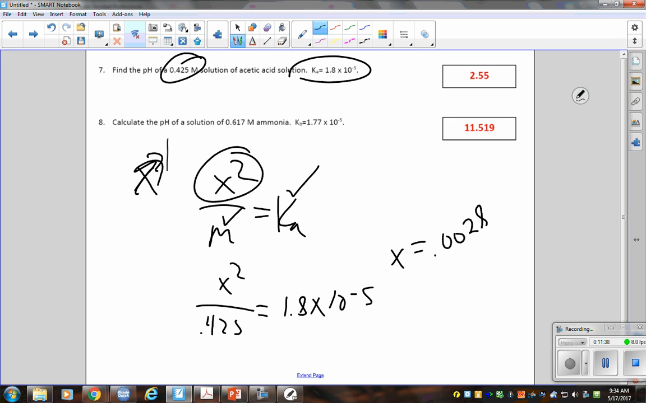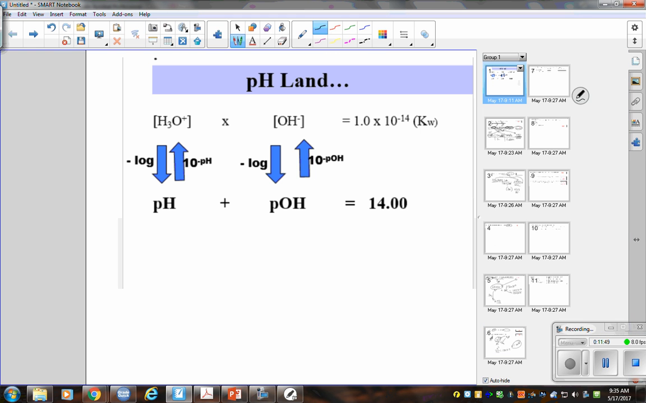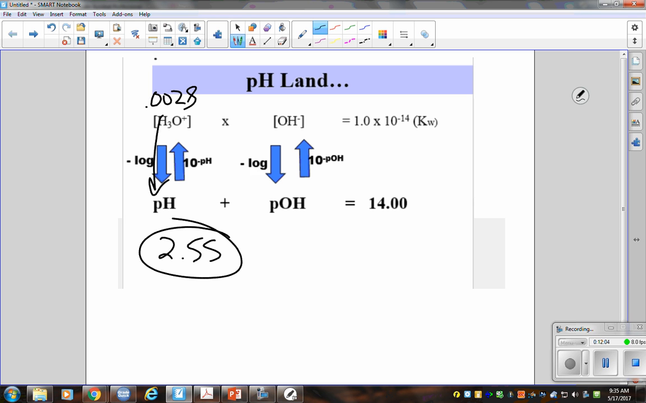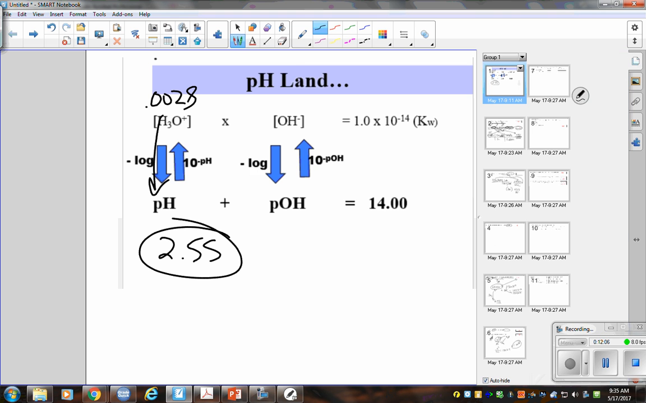Remember, that is when it's Ka, that's H3O plus. So I'm going to take that 0.0028, I come over here, I'm going to gangster it up, I go, that means this is 0.0028. My last step now, I can enter pH land, I'm going to go 0.0028, take the negative log of it, bam, and I get 2.55 is my pH. And that's how it works when you see a Ka or a Kb. Whoop, whoop. Boom, piece of cake. Piece of cake right there, 2.55.